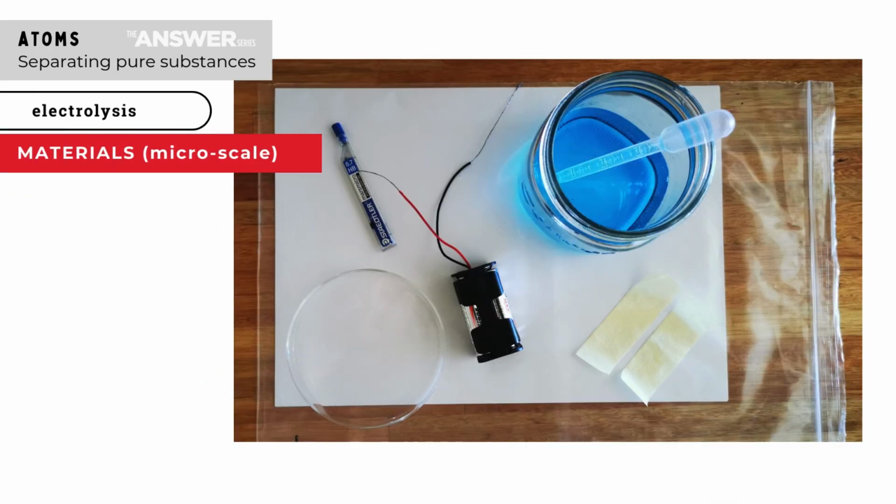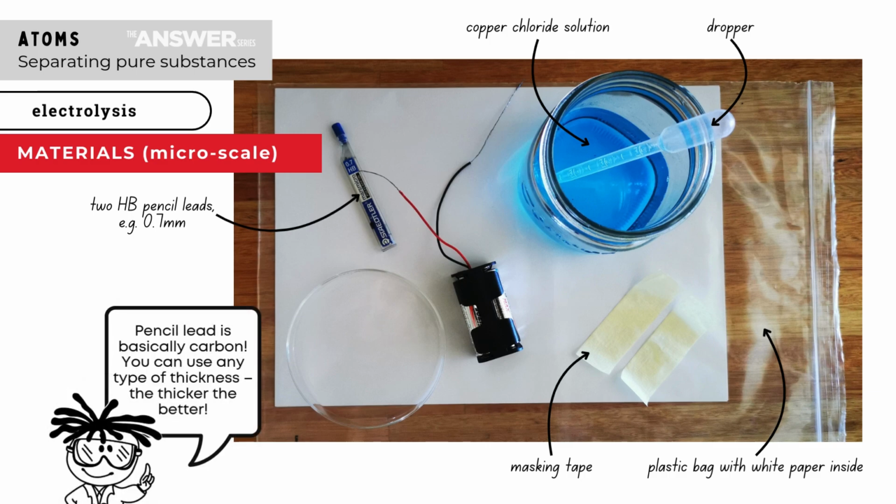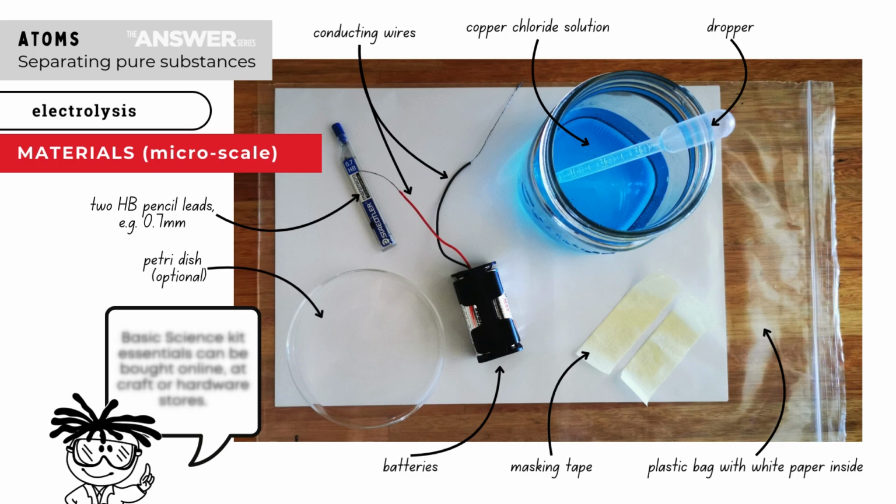For the micro-scale version of the investigation, you will need copper chloride solution, a plastic bag and white paper, a medicine dropper, masking tape, two HB pencil leads that will act as mini electrodes. Remember that pencil lead is basically carbon, so you can use any type of pencil lead thickness. You'll also need conducting wires and batteries, and a petri dish as an optional extra. I bought the battery holder and wire kit from my local P&A.